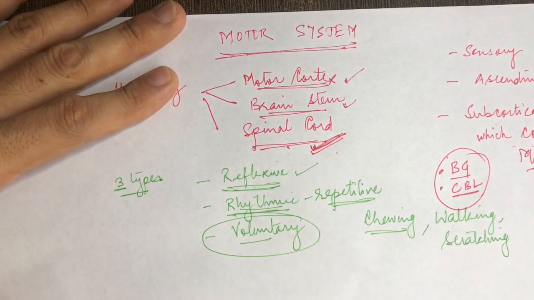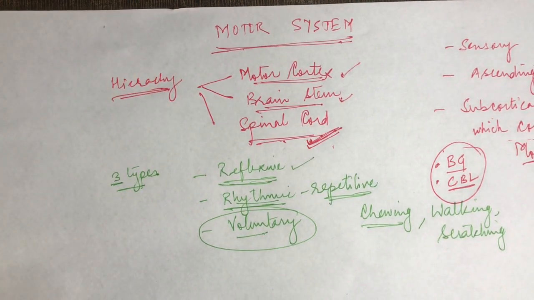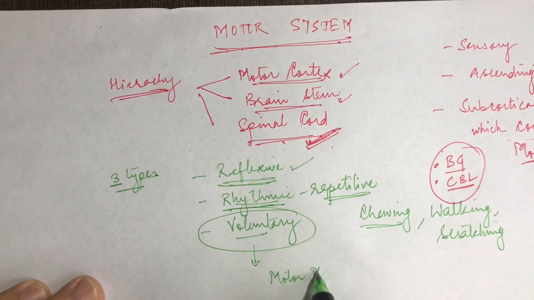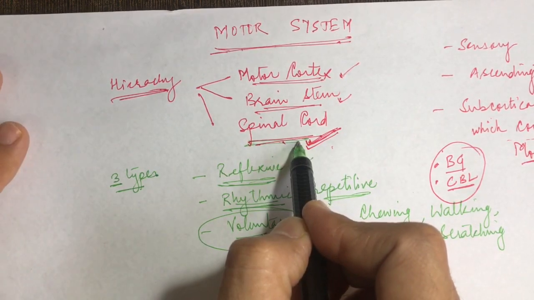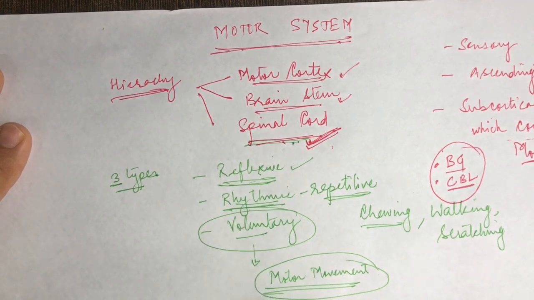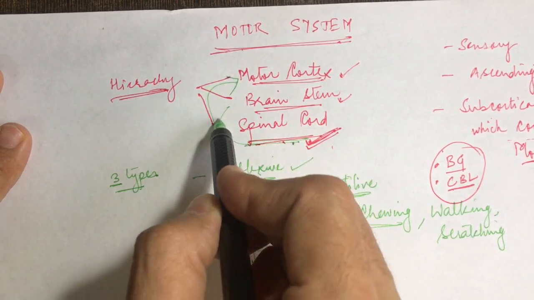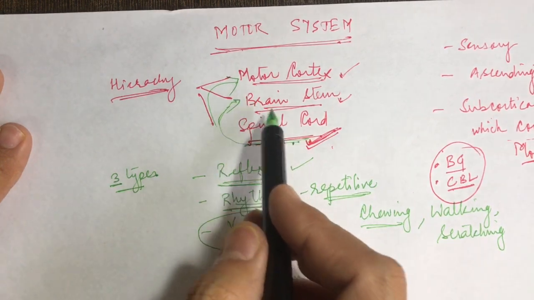Now coming to the voluntary part. Voluntary means the motor movement will take place, but it will not just happen with the help of the spinal cord. Yes, the spinal cord is needed, because the lowest level will always be needed in all these three types of movement, but more and more complexity will come from the motor cortex and the brainstem. Okay, from the motor cortex and the brainstem.